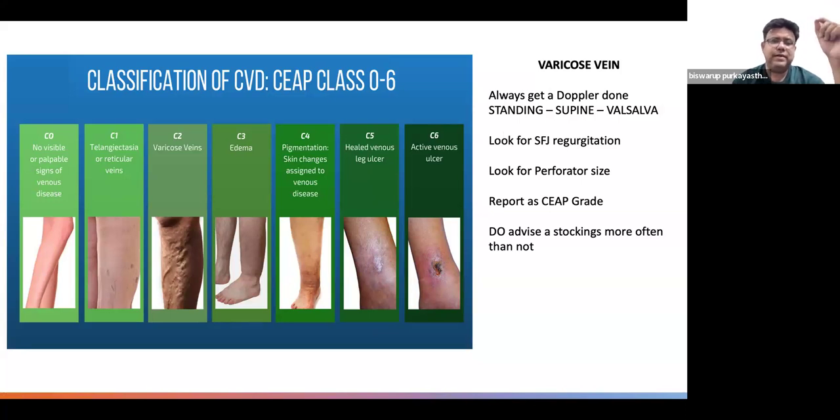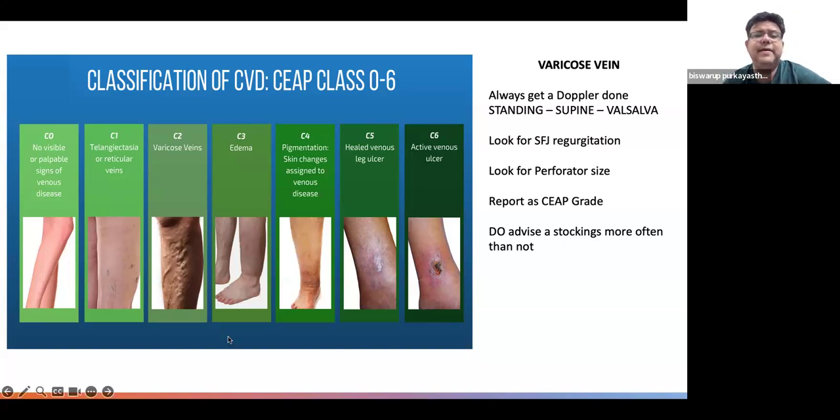Once you've asked for a Doppler, kindly ask them to look for the SFJ regurgitation and the perforator size, report it as a CEAP grade, and do advise them to wear some form of compression stockings more often than not if it is an identified varicose vein problem before sending to us. Because by the time you send to us, the CEAP class might have reduced by one. She might have turned from a C3 to a C2.